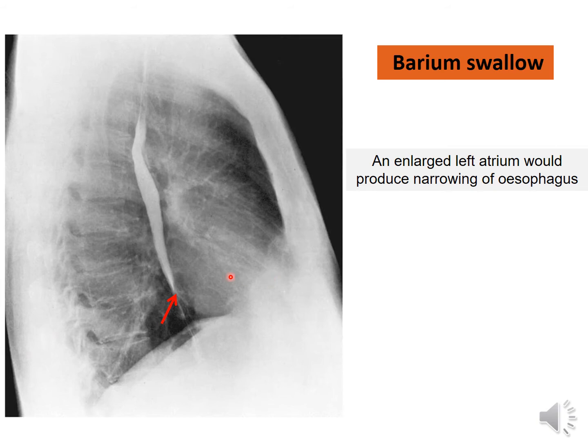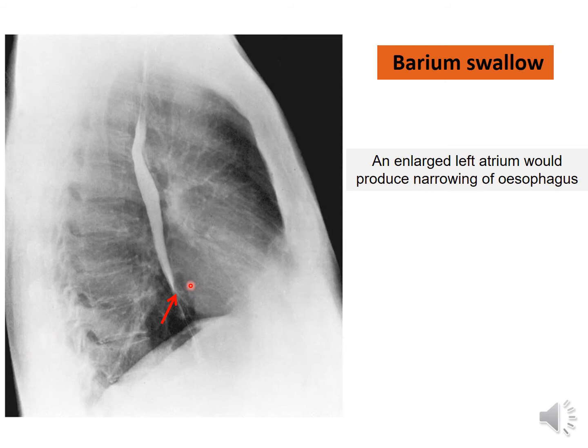So this is a lateral radiograph of the chest, where you can make out the outline of the heart here, particularly the left atrium, and you can make out the narrowing of the esophagus. So here this is your esophagus. In the lower part it is narrowed due to pressure by the left atrium.